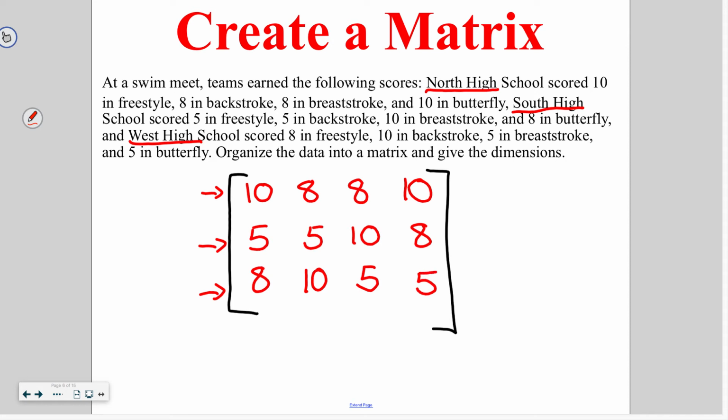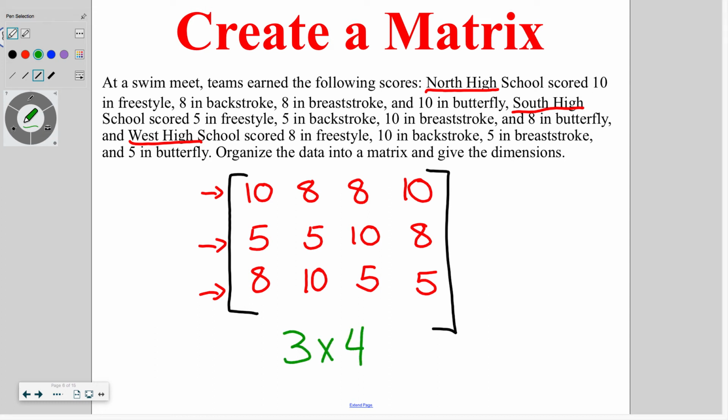So now I have my matrix drawn up. The last thing it asks us to do is state the dimensions. So I've got my 3 rows by my 4 columns. So this is again a 3 by 4 matrix.